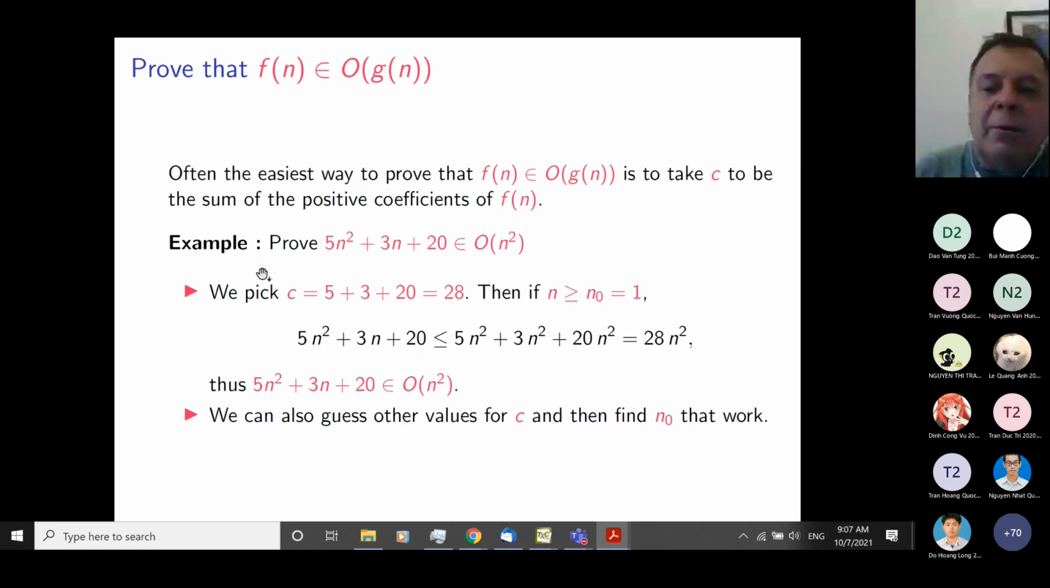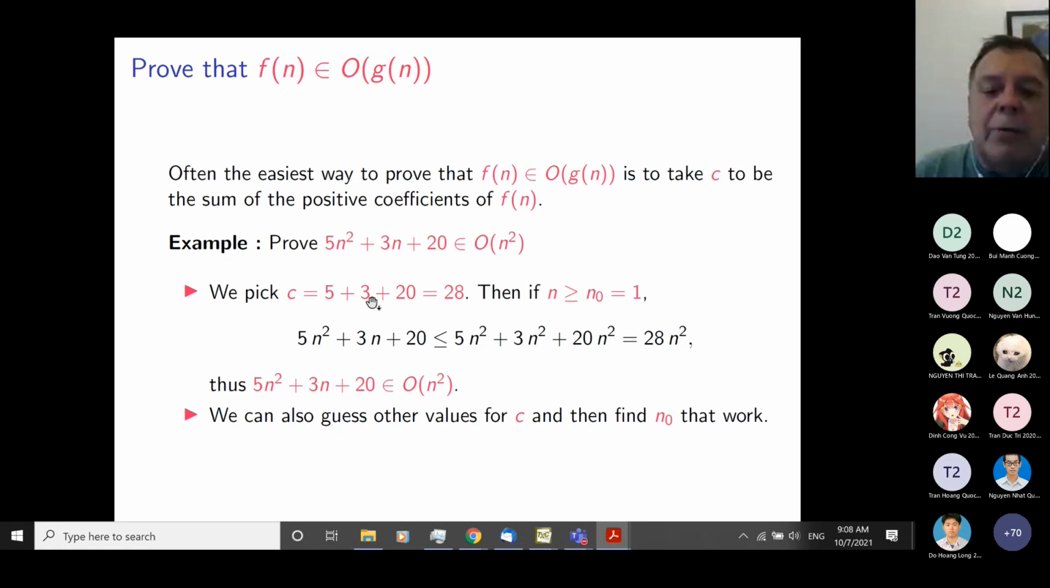So we can use the trick that we have described previously: pick c to be the sum of the constants of the running time of the algorithm, f(n). And then, by the same argument that I gave previously, if I put 28 in front of n squared, this is definitely larger than this, and definitely larger than this, because these two terms are smaller than this one. So if I put 28 in front of n squared, this thing here is going to be smaller.